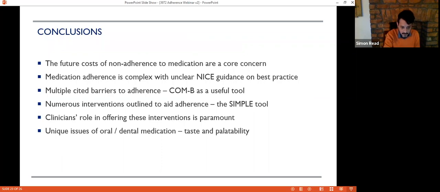Okay, so I'm getting towards the end. That's why I'm on the conclusions slide. I've gone through all my major points, so I'll just summarize them briefly before we go into the Q&A. Firstly, medication adherence is clearly a complex issue with the NICE guidance on best practice to alleviate adherence issues unclear at best. Simultaneously, the issue in terms of health economics is a core concern across much of the world, given that non-adherence can result in significant knock-on effects and costs.